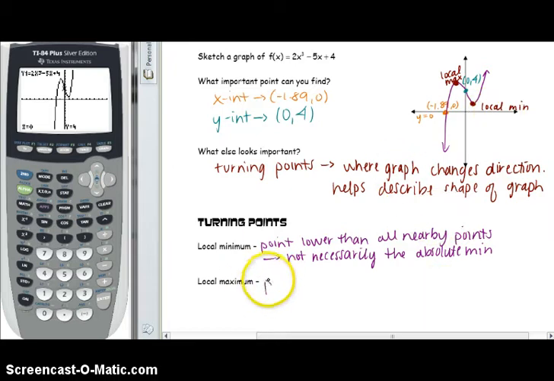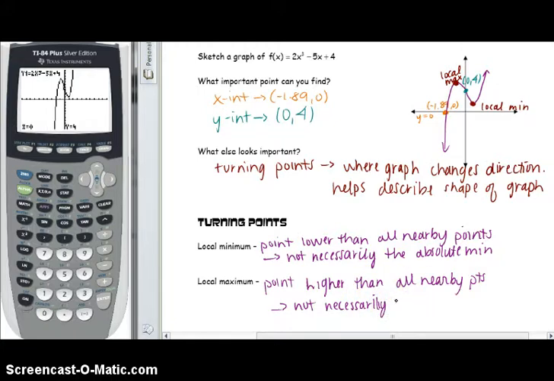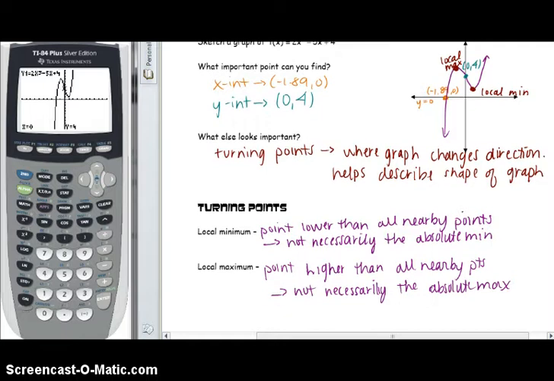And likewise, a local max is our point higher than all nearby points. And likewise, it's not necessarily the absolute max, because in the same way this goes off to infinity, it gets higher and higher, so this point is just our local max.